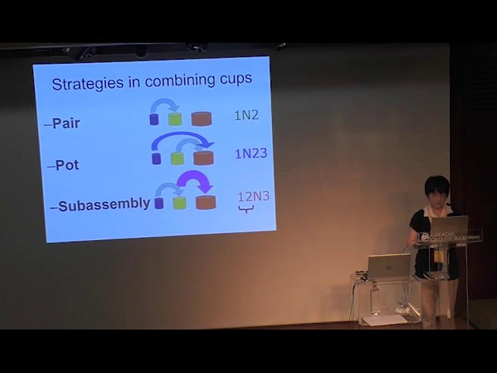So in this notation system, the pairing method can be described as one cup is inserted into a second cup, in the form of one and two. The pot method is described as a cup being combined into a pre-existing set of second and third cups, one and two, three. And the sub-assembly method requires the manipulation of multiple cups as a unit to be combined with a third cup, one, two, and three, colored in red.